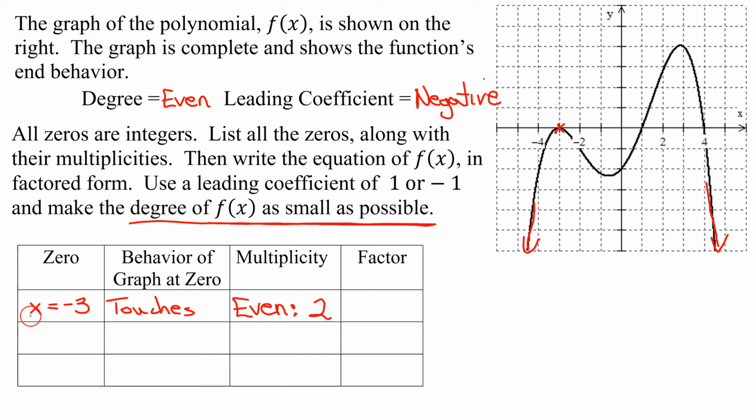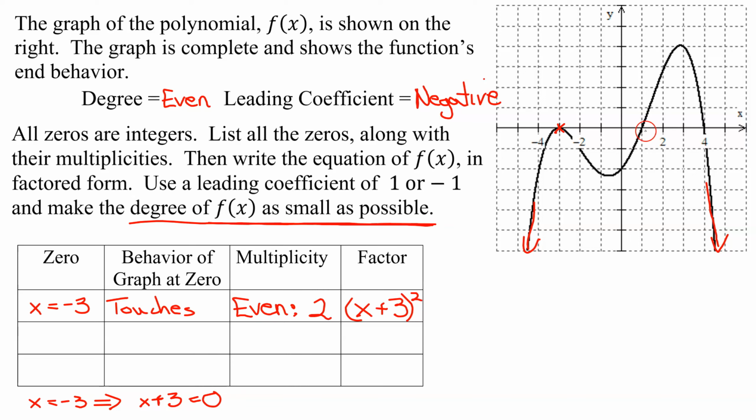And what factor goes with this zero? Notice if we take x equals -3 and I want to get 0 on the right, I have to add 3 to both sides. So I get x plus 3 equals 0. So the factor that goes with this zero is x plus 3. Notice the sign on the factor is the opposite of the sign on the zero. So my factor is x plus 3, but what exponent do I have to raise it to? It has a multiplicity of 2, so my factor has to be x plus 3 all squared.